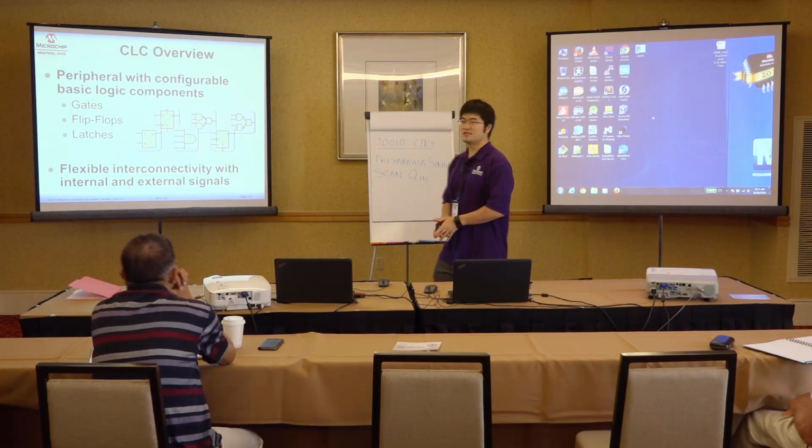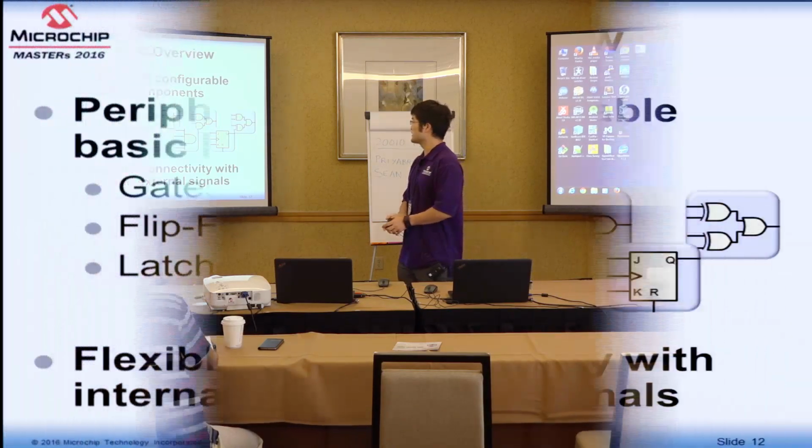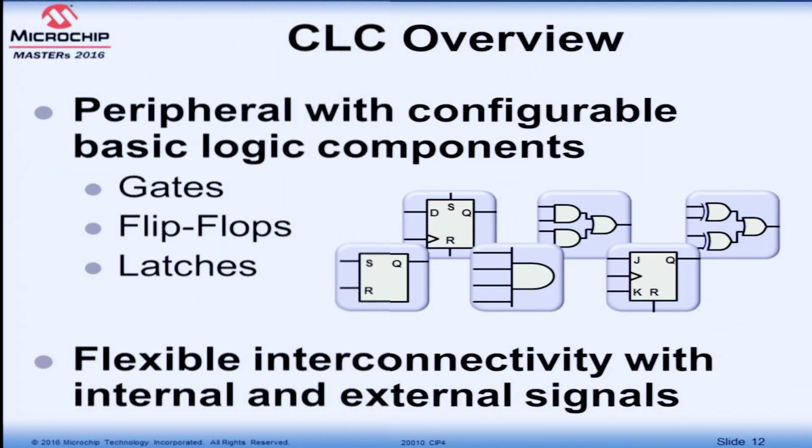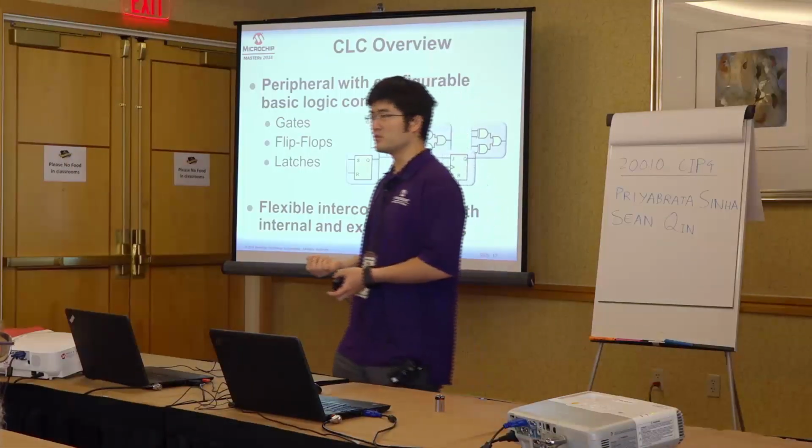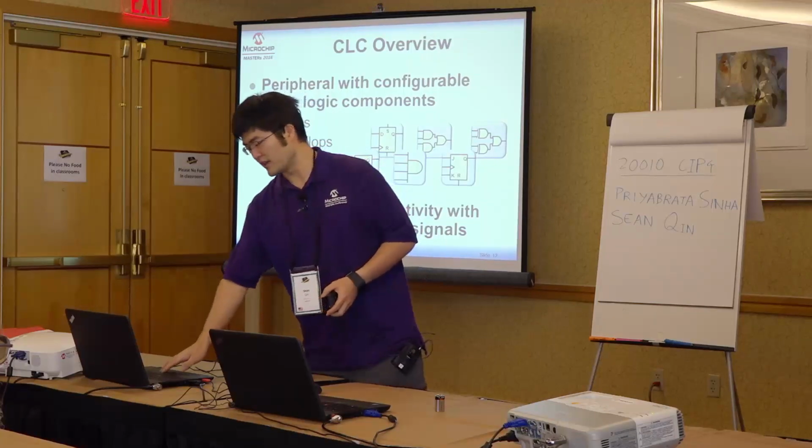So CLC is a peripheral that we put in the die with configurable basic logic components. So when we say basic logic components, we have gates, flip-flops, and latches that you can use. And those are built in the die. So you don't have to buy discrete components to finish your job in terms of coming up with some logic combination and do signal conditioning, maybe negate a signal or do an AND gate. Right? So it is very flexible in terms of interconnectivity. It can literally map every available signal internally from every other peripheral, and you can steer your output to all of the internal peripherals you have.